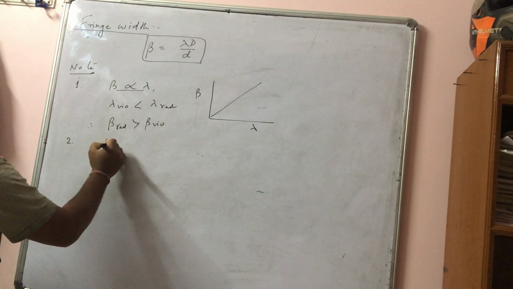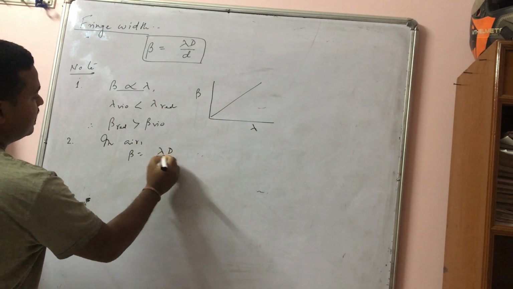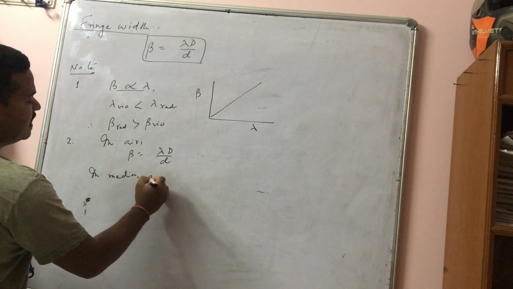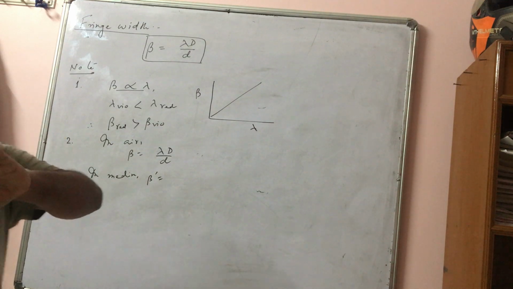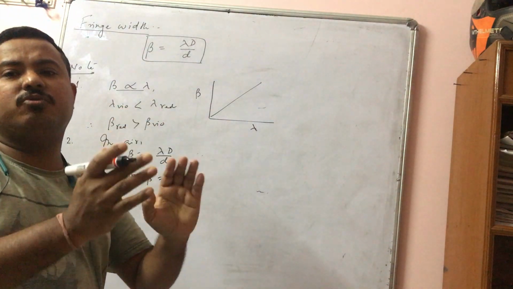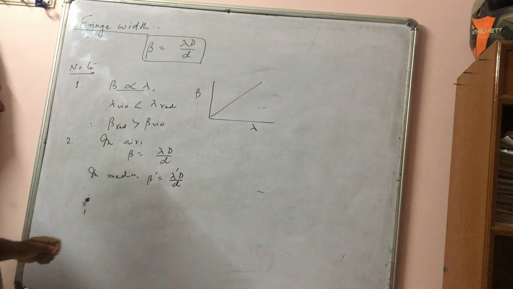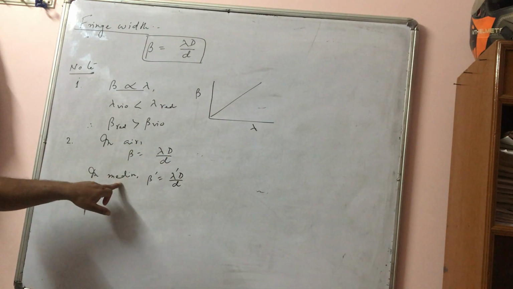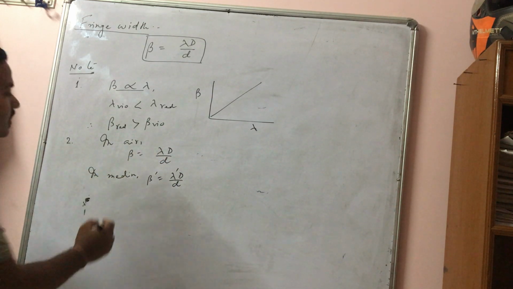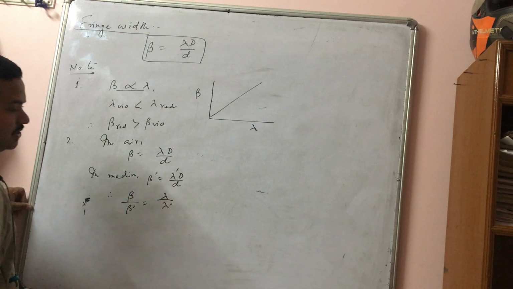So you can say that in air, beta is equal to lambda D by d. In any medium, say the Young double slit's whole setup is immersed in a medium, say liquid or water, in that case it will be lambda dash D by d. So for air, we say lambda, and for any medium, we say lambda dash, because wavelength will change. And respectively it is beta dash. So beta by beta dash will be lambda by lambda dash.